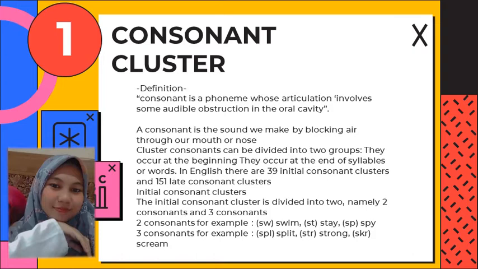Initial consonant clusters are divided into two, namely 2 consonants and 3 consonants. 2 consonants, for example, swim, stay, spy. 3 consonants, for example, split, strong, scream.